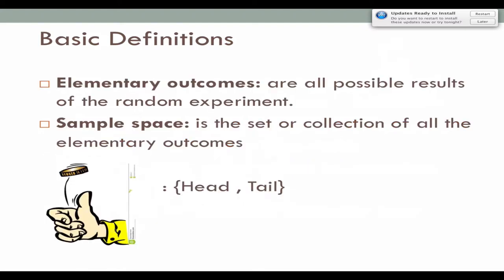And for any random experiment, we should be able to define the elementary outcomes. Elementary outcomes are all possible results of the random experiment. For the tossing coin example, we know there are two possible outcomes, head and tail, and the set or collection of all the elementary outcomes, head or tail, constitutes the sample space for this experiment.